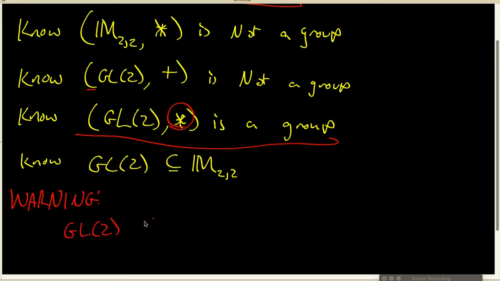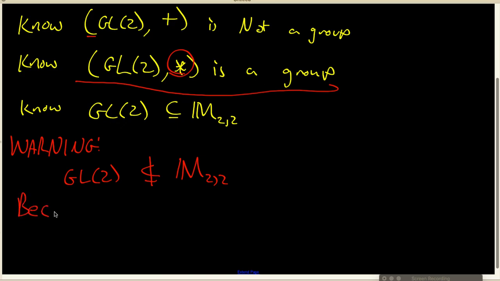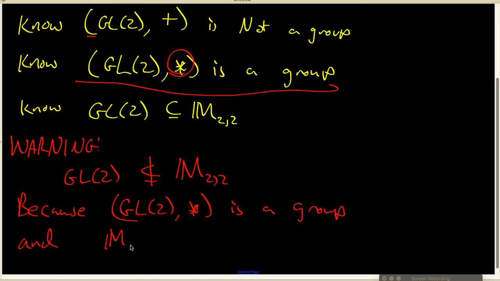GL2 is not a subgroup of M22 because GL2's operation is times, and M22's operation is plus. Because the two groups use different operations, GL2 is not a subgroup of M22, and that's worth writing down.